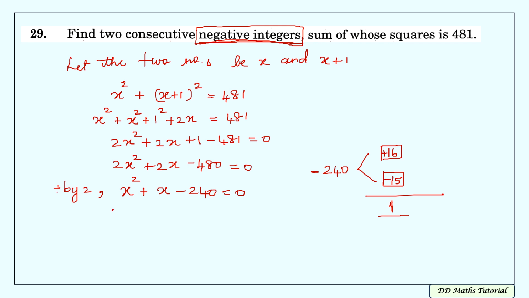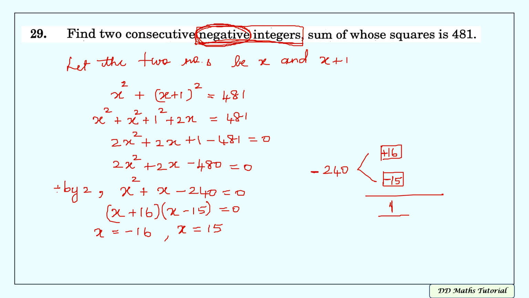So now let us write it. x plus 16 into x minus 15 is equal to 0. So we have two possible values of x, which is x is equal to minus 16 and x is equal to 15. But in the question it is mentioned as negative integer. So we are going to consider only the negative integer.